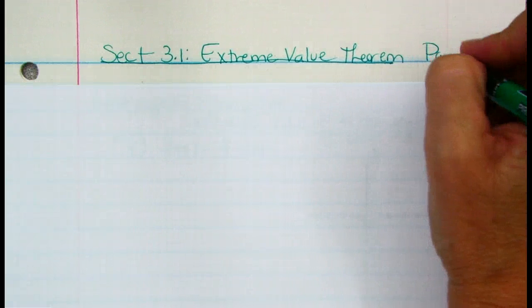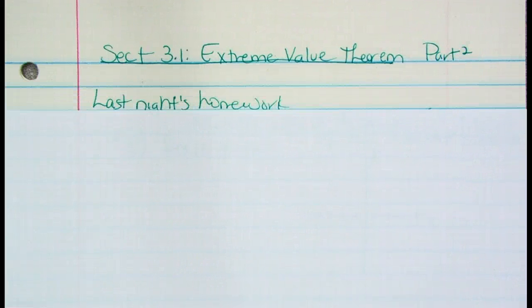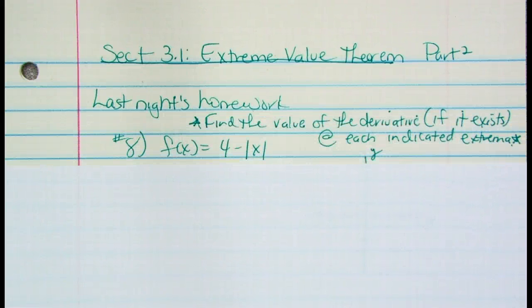Tonight is section 3.1, Extreme Value Theorem. This will be part 2. I want to begin with a question from last night's homework. This is the question that we did not address in class. It happens to be number 8.